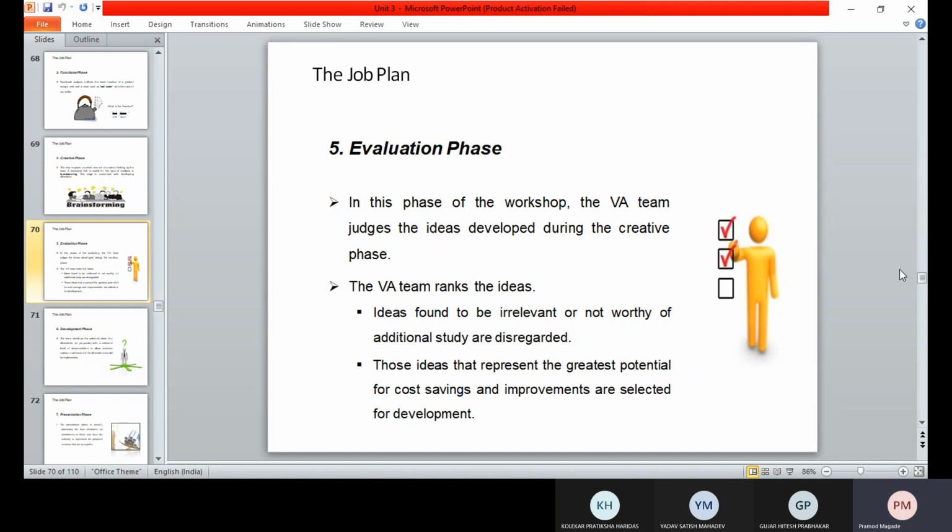So they have mentioned some things. The value analysis team ranks the ideas; those found to be irrelevant or not worthy of additional study are disregarded. We'll have to eliminate those, and the ideas that represent the greatest potential for cost saving and improvement are selected for the development. Of course, cost saving म्हणजे क्वालिटी ढासळली पाहिजे असं नाही बरं का. So reliable quality should be there, and according to cost we need to consider, and then we'll have to start the evaluation or development phase.